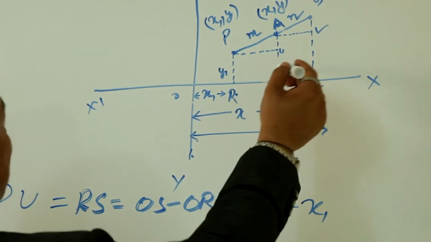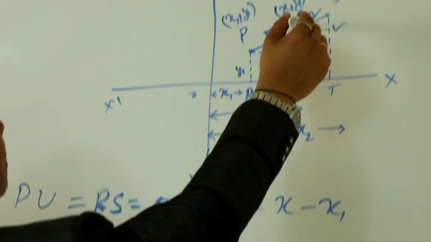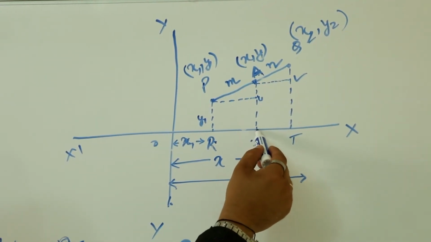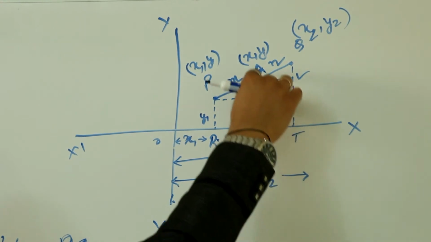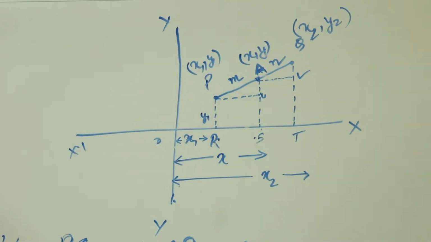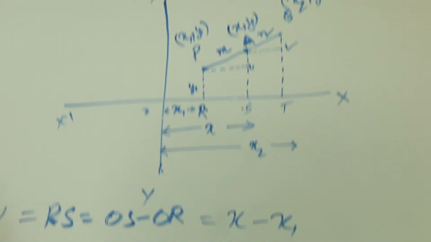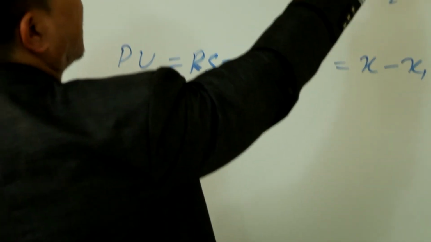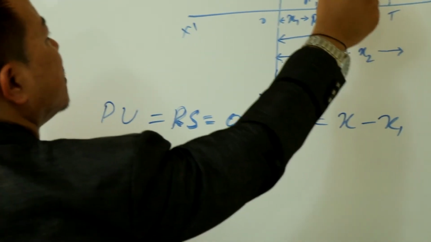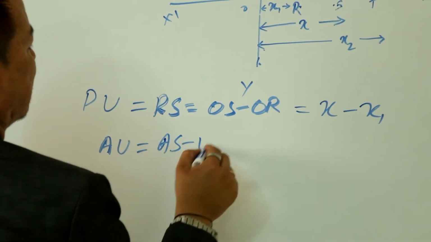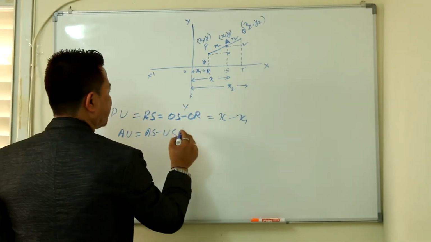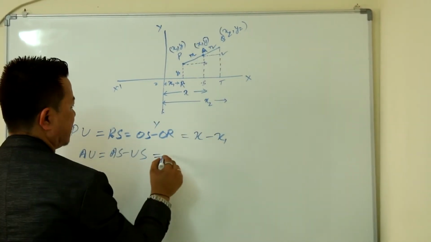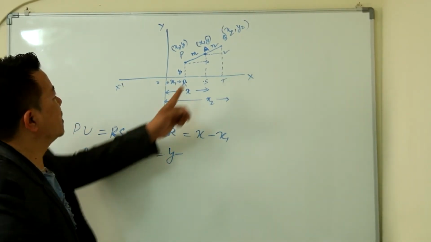And next, how do you find this AU? As I told you, from this line segment AS, you have to deduct this value US. Then you will get the value of AU. So how do you do it? AU is equal to AS minus US, equals to, what is the value of AS? The value of AS is Y.